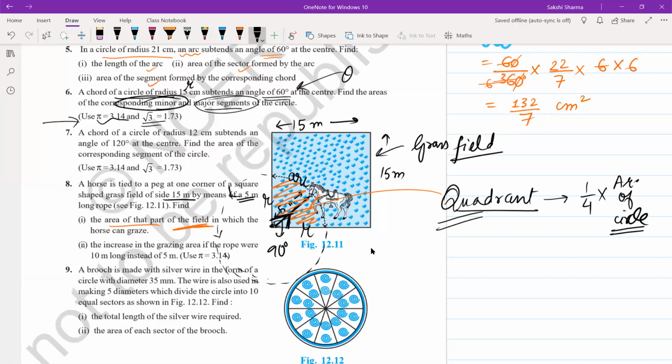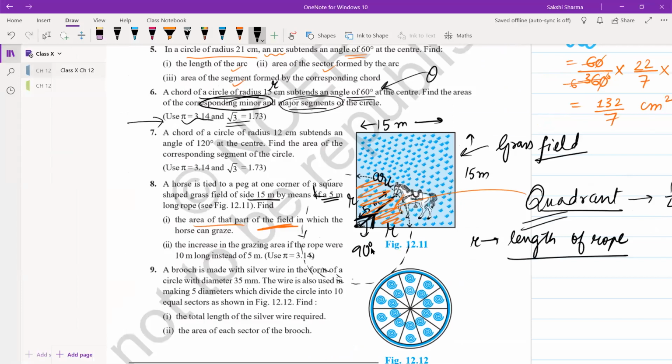Is this clear? Can anyone tell me what will be the radius of this quadrant? जो rope है, 5. Yes, जो 5 rope है meter, वो radius बनेगी. Yes. The length of the rope will act as the radius of this circle. Is this clear? Anyone who would like to ask anything for this part? No, ma'am.